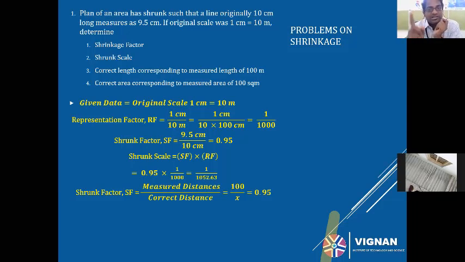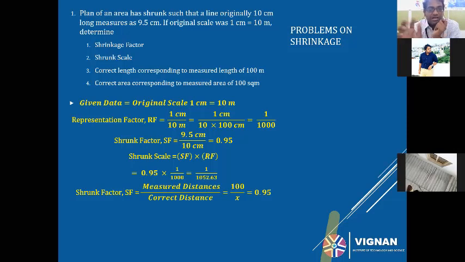So measured distance ఎంత అండి? Third question ప్రకారం it is 100, divided by what is the correct distance అండి? That is what you need to find out. That is x. And 100 by x equals to 0.95. Then x is given by 100 by 0.95. It is 105.263. So it is not 100 meters now. It is actually 105.263 meters.